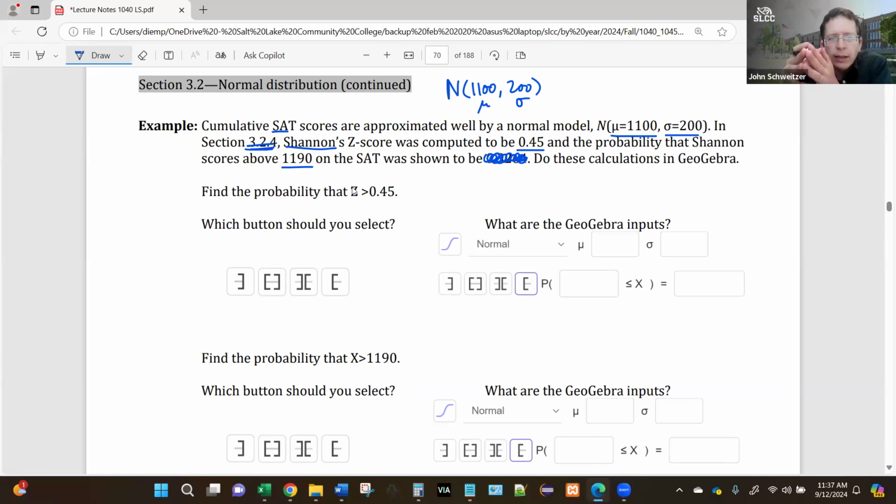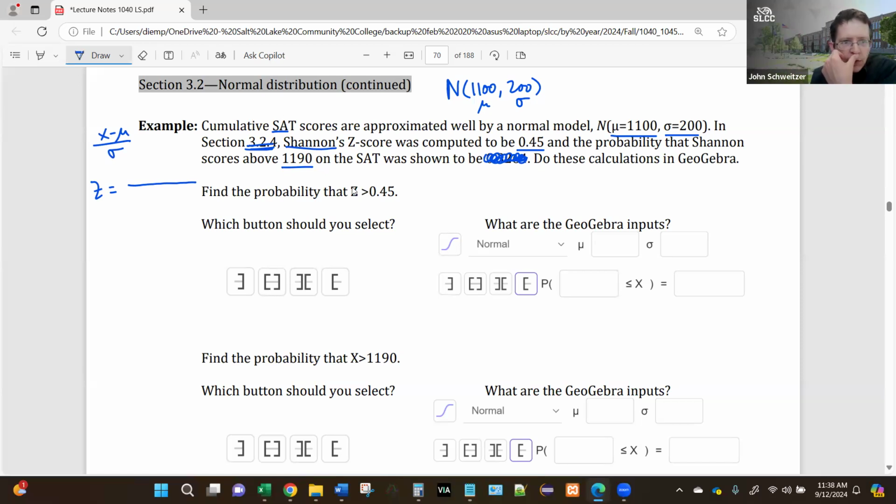My question is, what is the probability of getting above Shannon's score? So we're going to take one randomly selected SAT test taker, and what's the probability that they got higher than Shannon? Okay, so Shannon's score was 1190. So what is her z-score? So let's calculate the z-score. Remember, the z-score formula is x minus mu divided by sigma. So it tells us the number of standard deviations away from the mean we are, or the number of standard deviations above the mean.